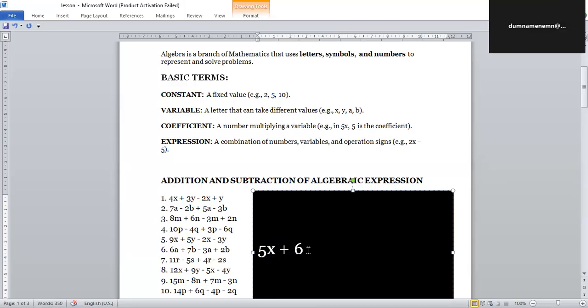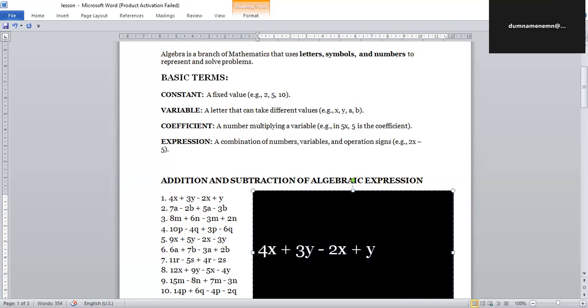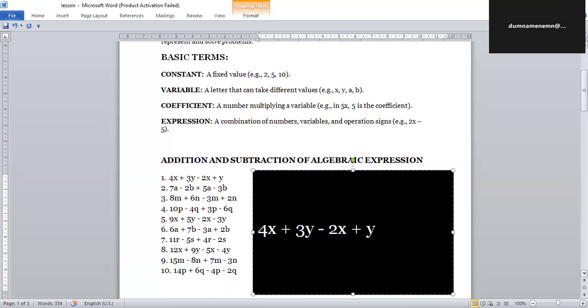All right, so let's see how we can add and subtract algebraic expressions. Now, for you to be able to add and subtract any given problem, the first thing you have to consider is like terms. Before you add any terms together, you need to consider the variables. Are they the same? They must be exactly the same. So now let's see how we can add this. I'm seeing 4x here, I'm seeing minus 2x, I'm seeing 3y and y.